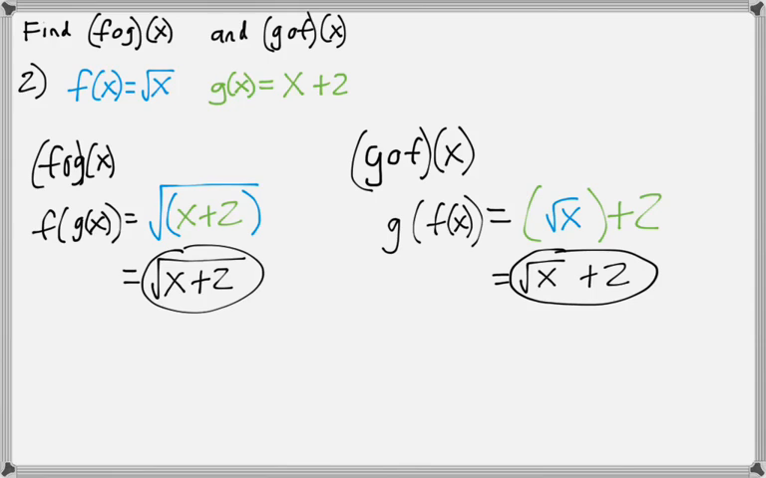So they're similar answers, but for fog, the square root goes over top of all of it.